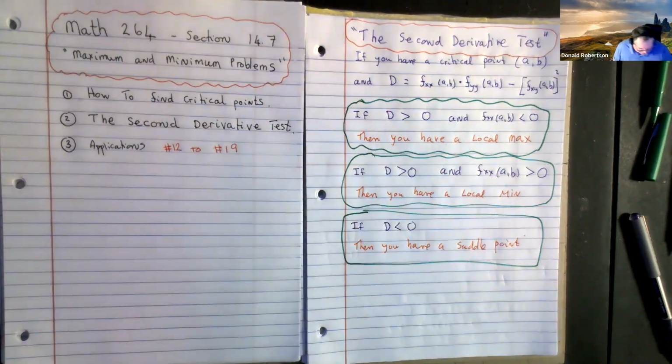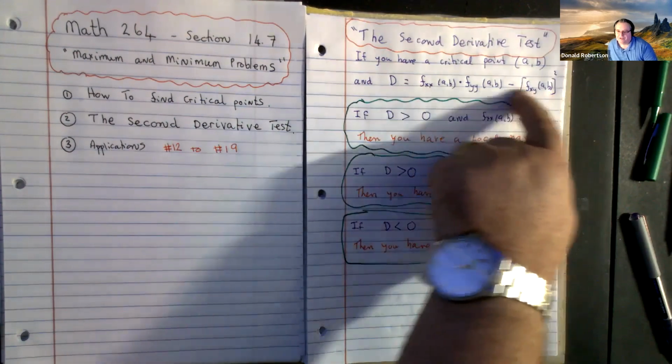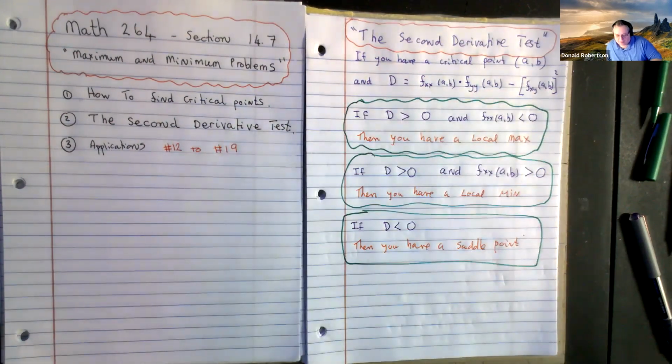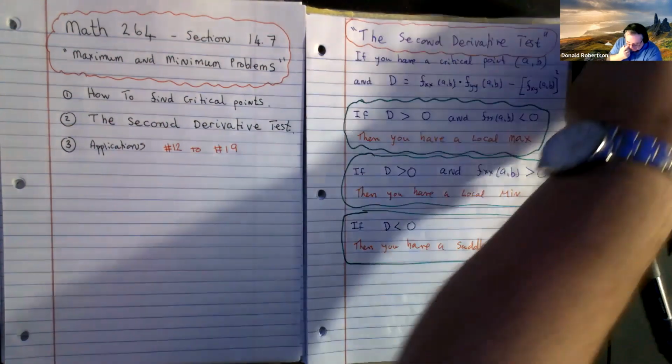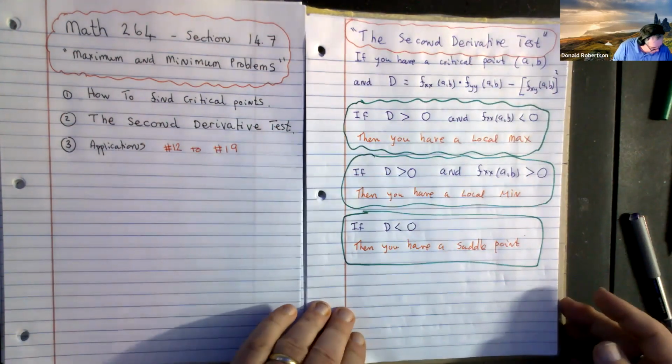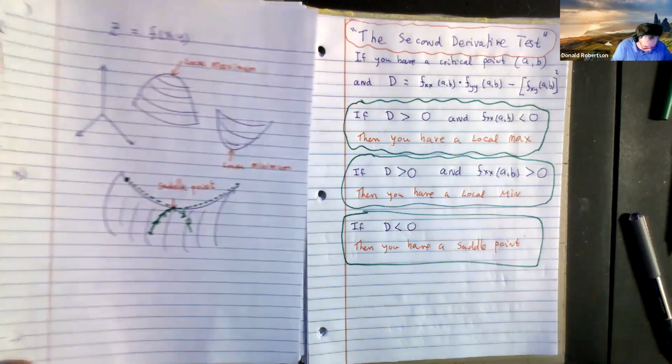You can see from the way the test works, the value of D here, that there's a lot of work involved in finding local max, local mins, and saddle points.